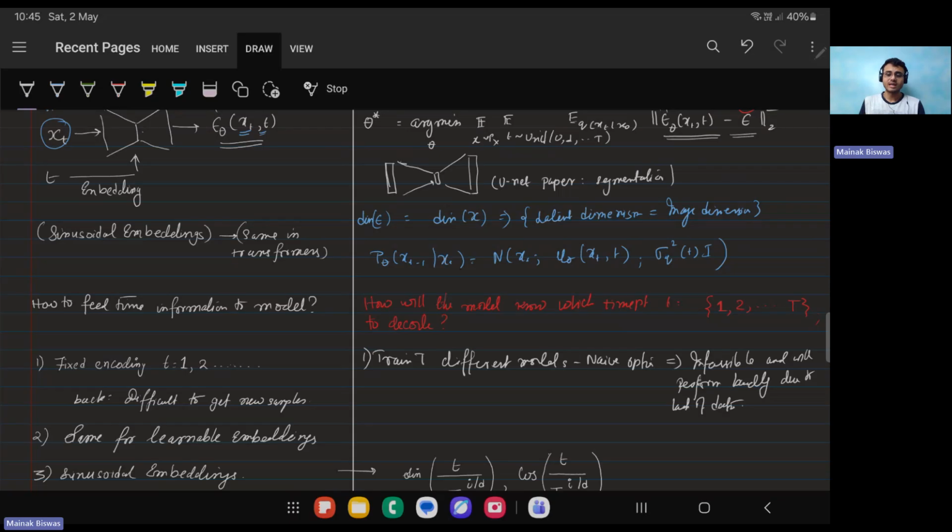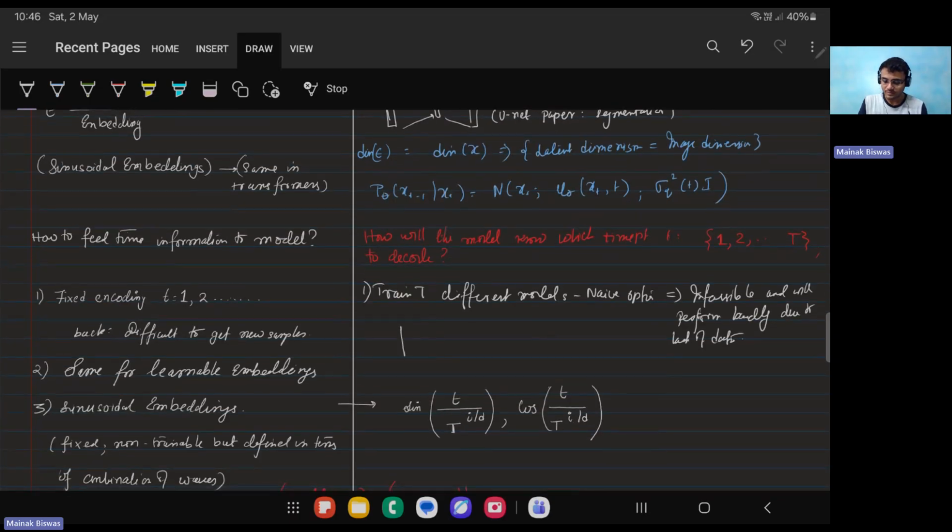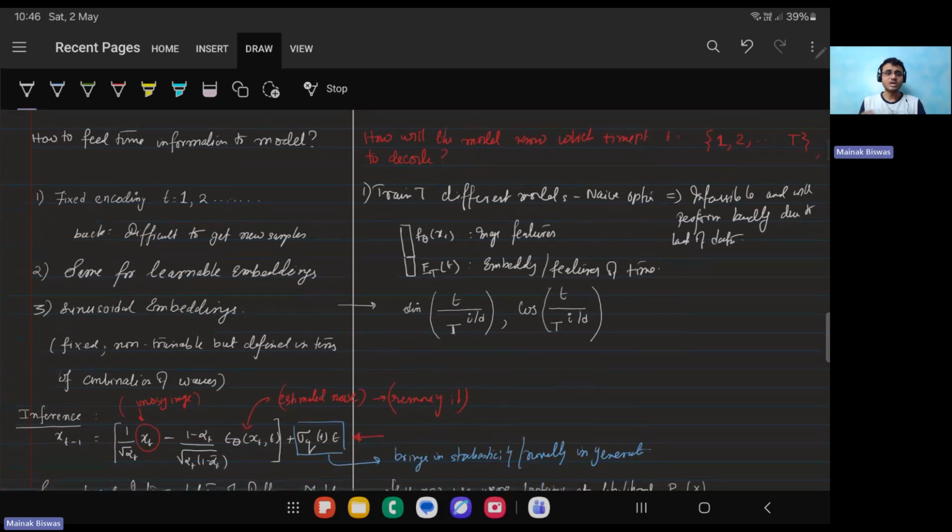If you want the same model to generalize, what you can do is have image features, say f_theta of x_t. These are image features. And you give the model some features of time, say E_T, which is the embedding or features of time. So if you've done NLP and so on, there are three options of doing this. I'll come back to this. Two of them are very simple.